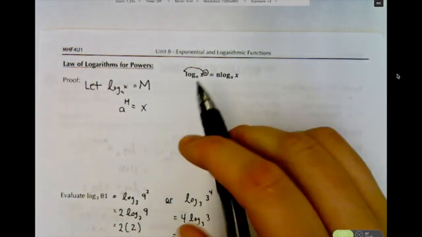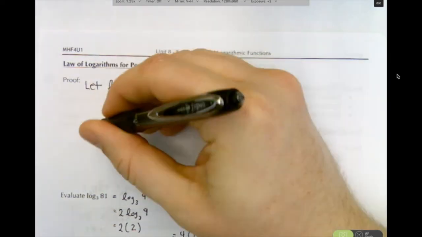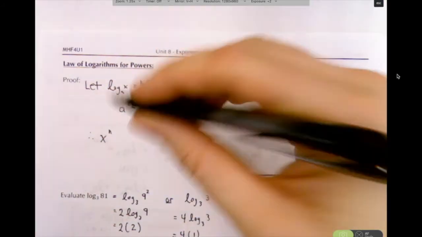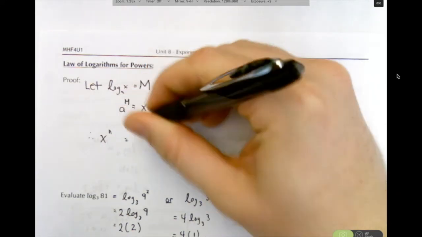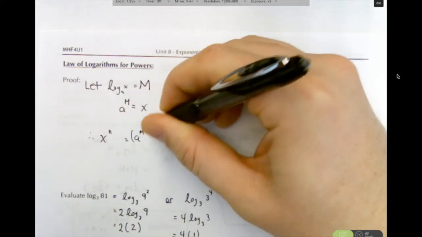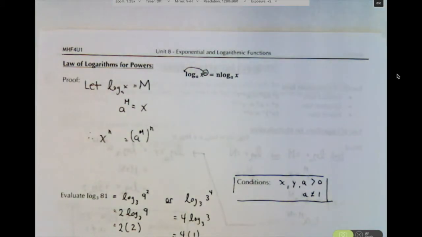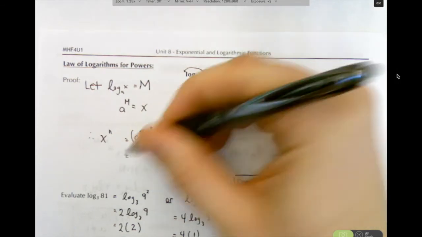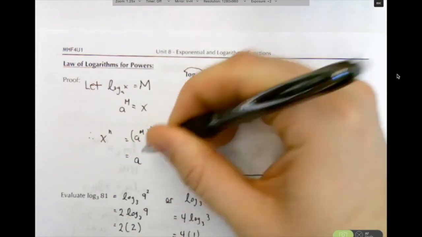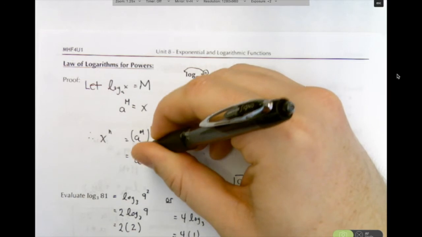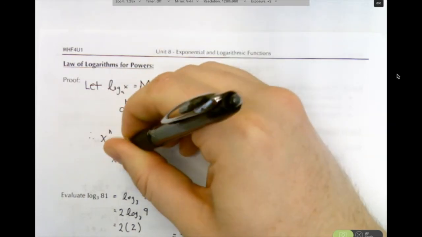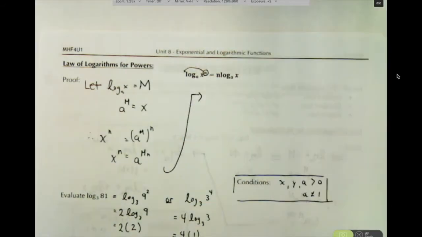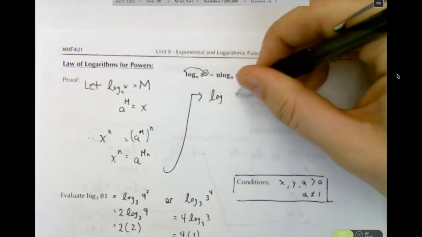We need a statement for x to the exponent n. So to get that, we can take x, raise it to the power of n, which means that we would need to take a to the exponent m and raise it to the power of n. And according to our exponent rules, when you have a power of a power, you multiply the exponents. So I'm going to multiply them and get a to the exponent m times n, and that's what x to the exponent n is.